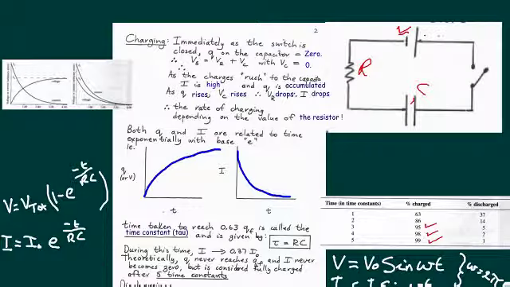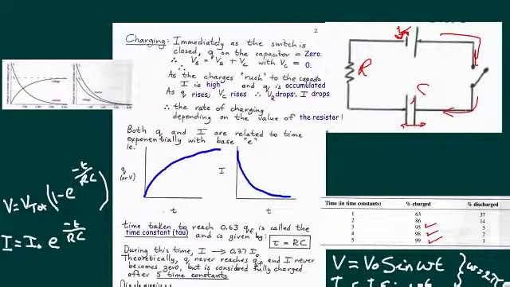So as current initially rushes down here, there's a large flow of current, and charge is accumulated rapidly on the plates. As the charge on the plates rises, the voltage across the plates rises, and the voltage correspondingly across the resistor drops. Remembering the voltage of the supply is equal to the sum of the voltage across the resistor plus the voltage across the capacitor.